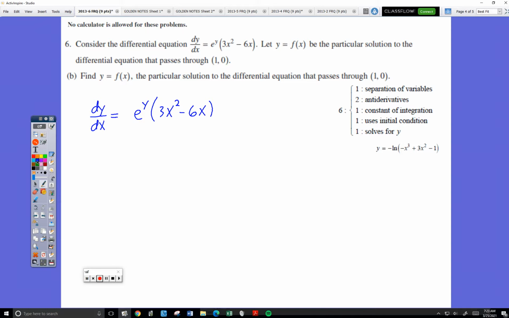So we are going to multiply both sides by dx. Multiply both sides by 1 over e to the y. Don't forget the parentheses. So that's the separate step, that's going to be 1 point. Can't really find an antiderivative of 1 over e to the y, so I'm going to rewrite that as e to the negative y, e to the negative 1y.